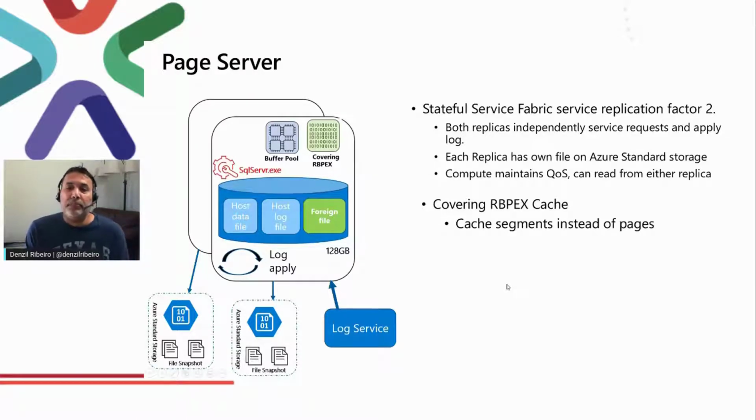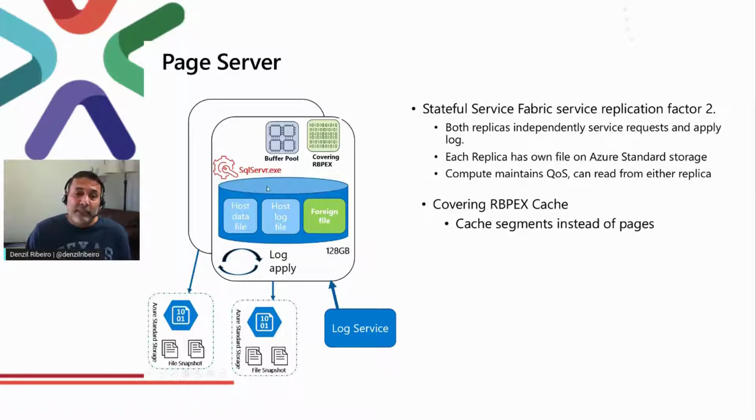The page server, unlike compute, is a fully covering RBPX cache. It caches segments instead of pages. The reason is because it's fully covering. When it needs to be seeded, so let's say a page server instance or node that constitutes a page server totally crashes. It's an unplanned failover. So we spin up a new page server replica, and it has to seed from cache. Because it is a covering cache, it has to seed this whole 128 gig chunk of your file. It seeds in segments. A segment is nothing but a contiguous set of pages.